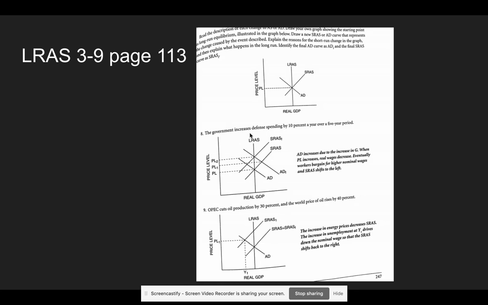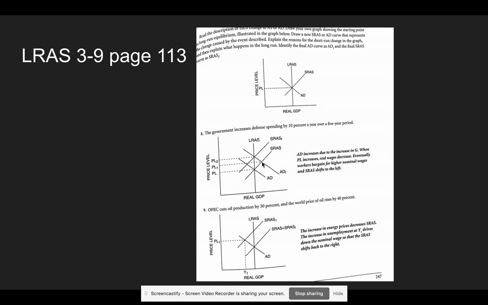So here it says the government increases defense spending by 10% a year for a 5-year period. I automatically go spending, government. That's going to be an aggregate demand shift right there. And the shifter is government, it's going to increase it. So it's a shift to the right. You can see AD goes from here to here. That's a rightward shift. Price level has increased.